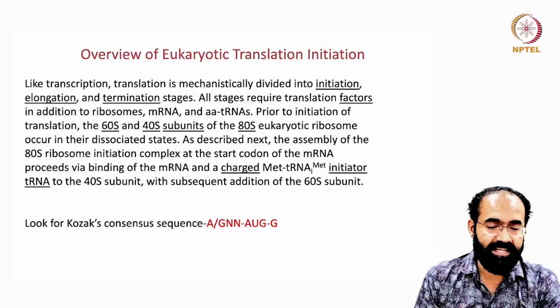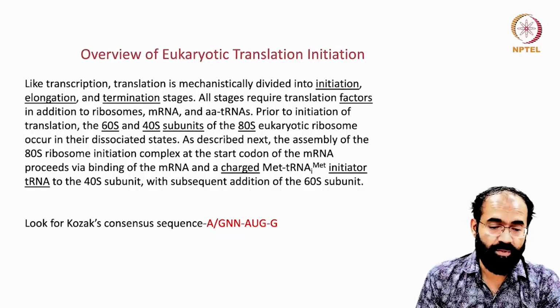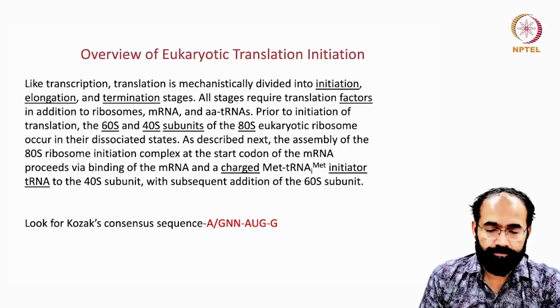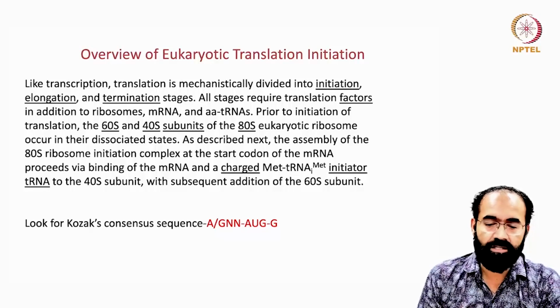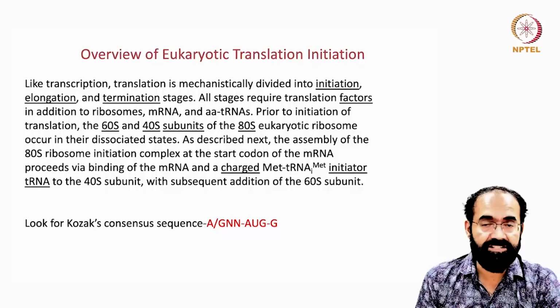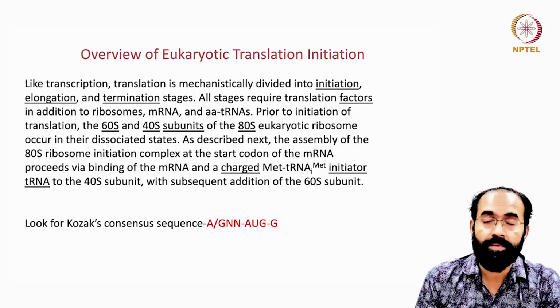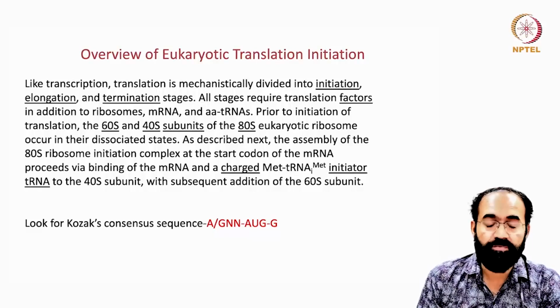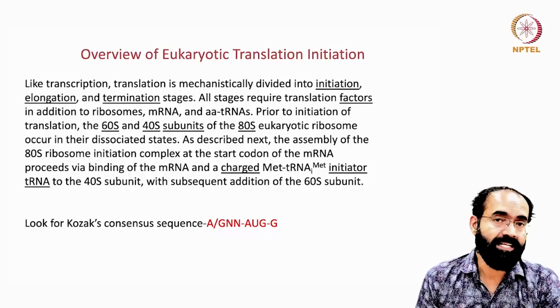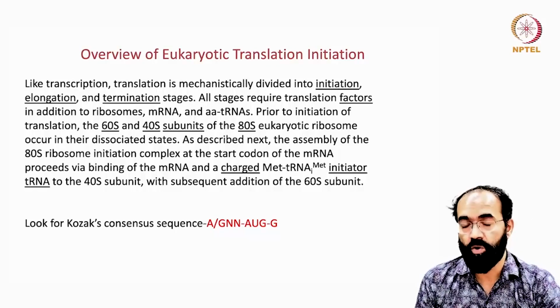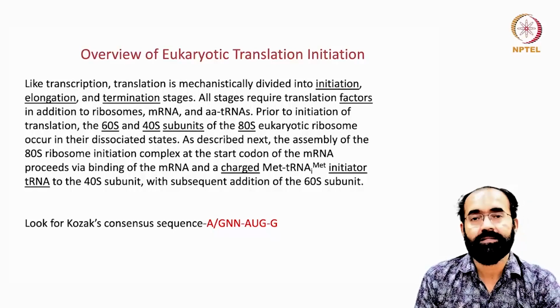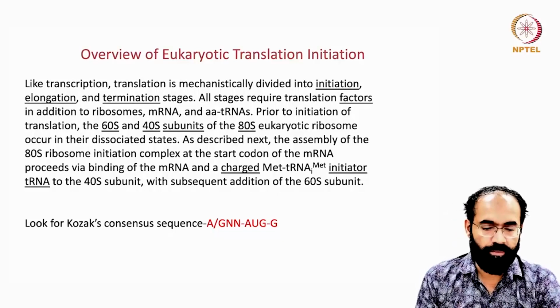And this initiator tRNA binds to the 40S subunit. So what we are seeing is the assembly of the 80S ribosome initiation complex at the start codon of the mRNA, which proceeds via binding of the mRNA and the charged, methionylated tRNA, that is the initiator tRNA, to the 40S subunit, with the subsequent addition of the 60S subunit onto this complex. Like that, this assembling will continue.